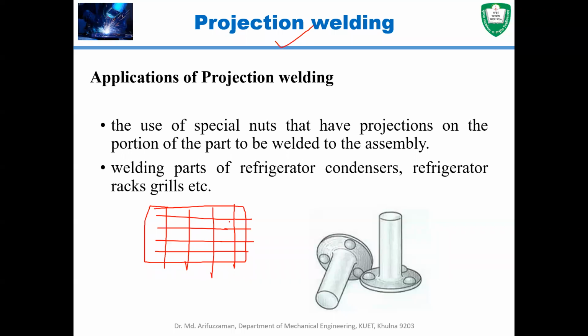In this case, for refrigerator racks, if the strands are cylindrical, then you don't need to produce these sorts of dents or projections. There is already a projection, because one cylindrical specimen will be in contact with another cylindrical specimen. In that case there will be a very small contact region, and that contact region will be welded and will act as a projection.